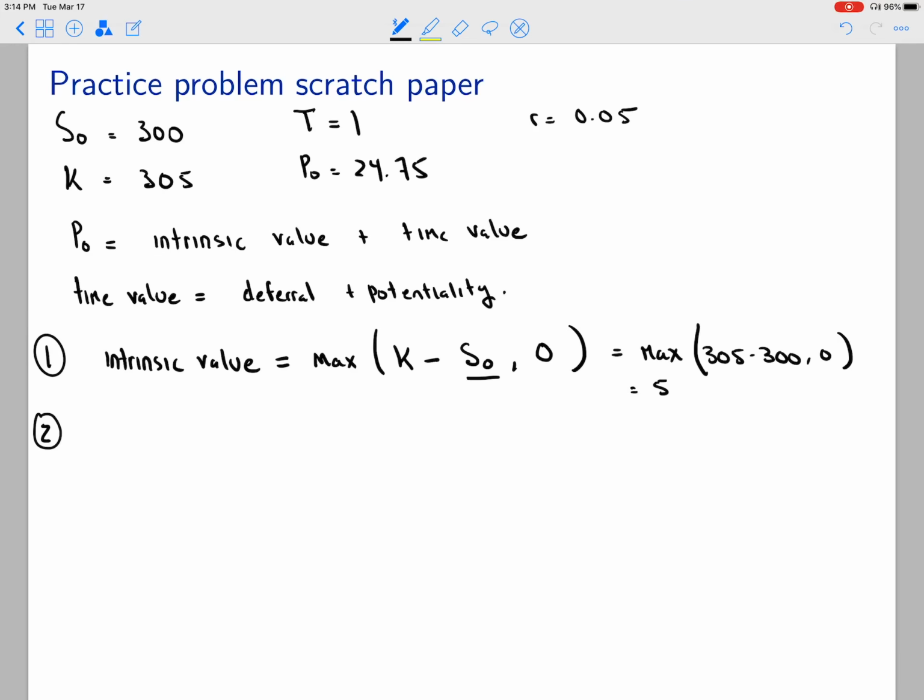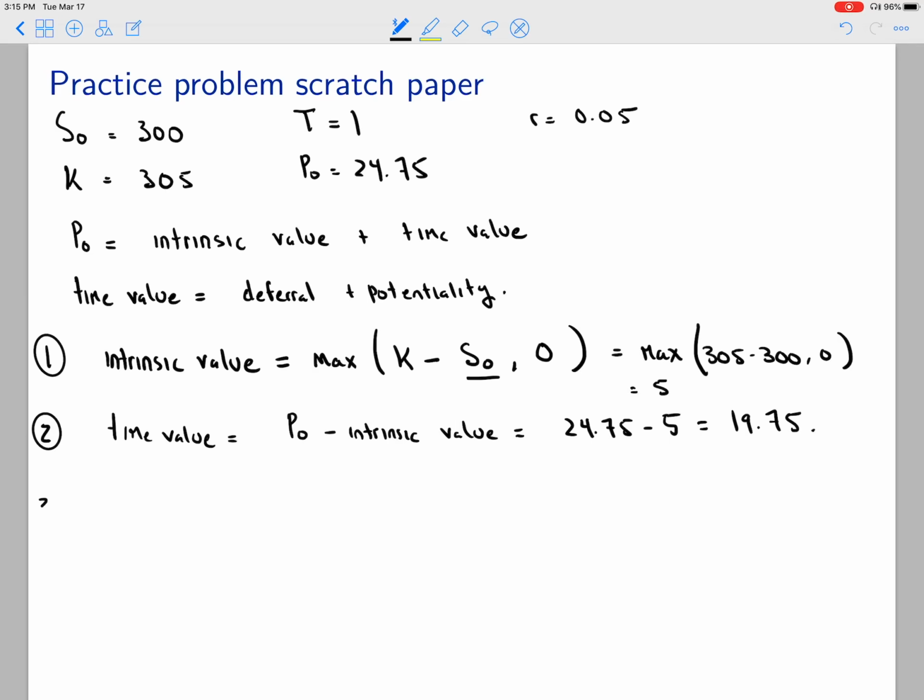Second part is to calculate the time value of this option. Time value is equal to the put premium minus the intrinsic value, which is equal to 24.75 minus $5, which is going to be 19.75.